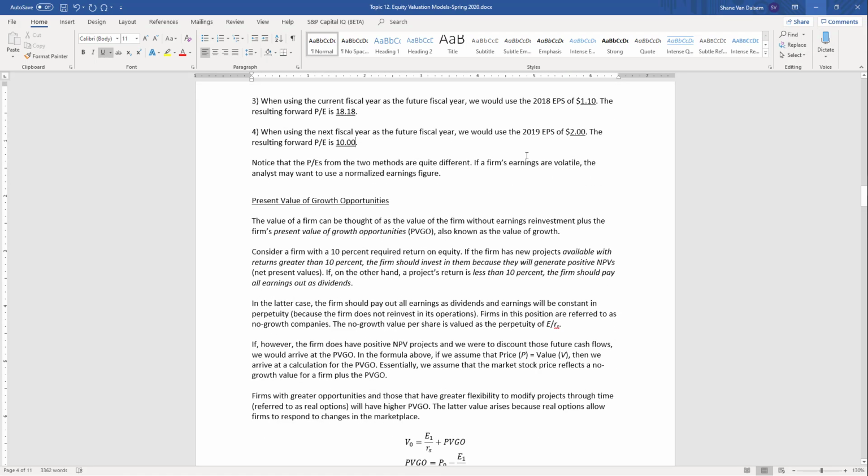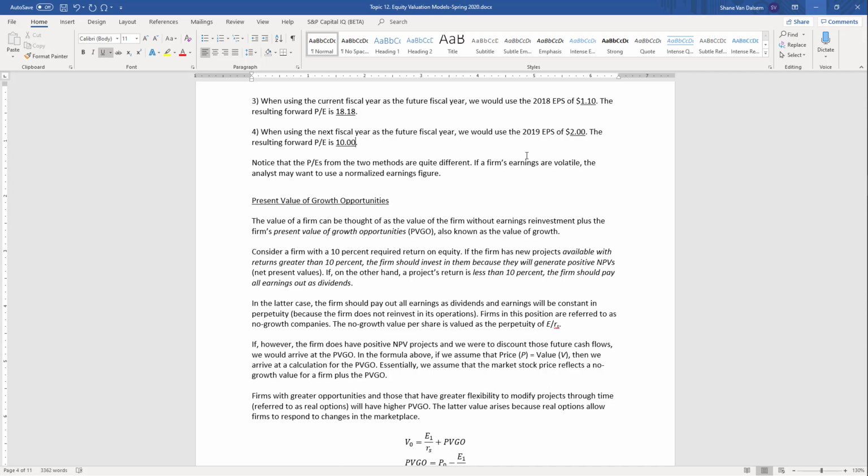So the value of a firm can be thought of as the value of the firm without earnings reinvestment, plus the firm's present value of growth opportunities, also known as value of growth. Consider a firm with a 10% required rate of return on equity. If the firm has new projects available with returns greater than 10%, the firm should invest in them because they will generate positive net present values. If, on the other hand, a project's return is less than 10%, the firm should pay all earnings out as dividends. In the latter case, earnings will be constant in perpetuity because the firm does not reinvest in its operations.